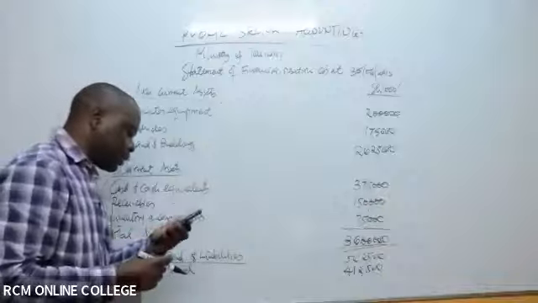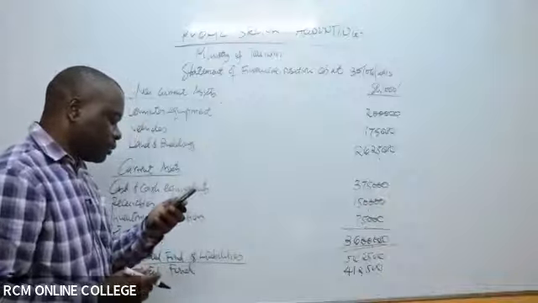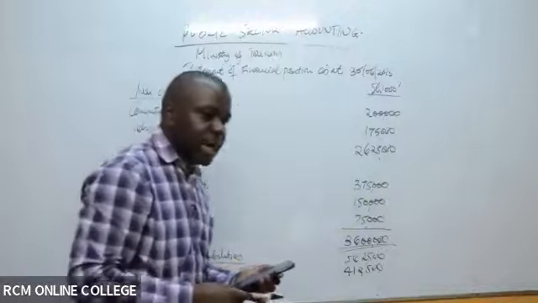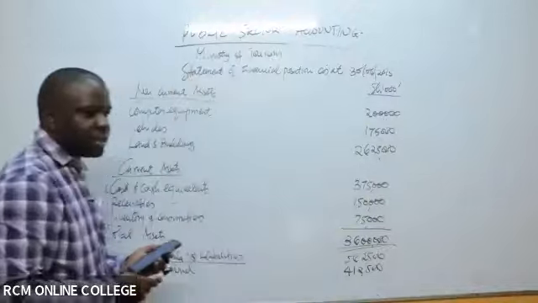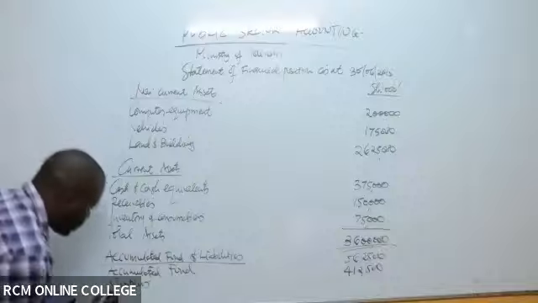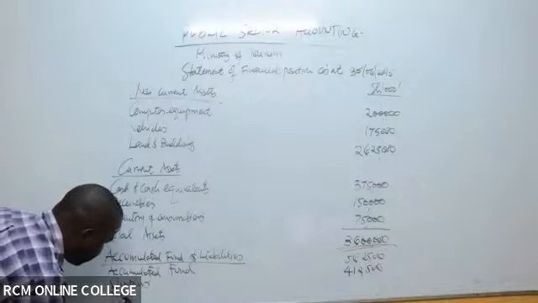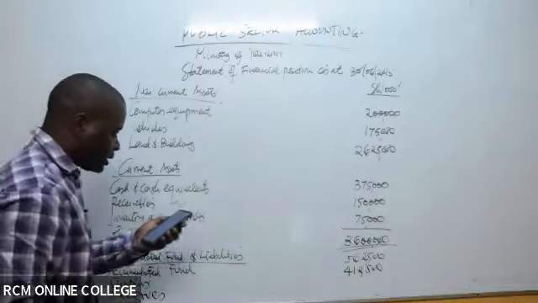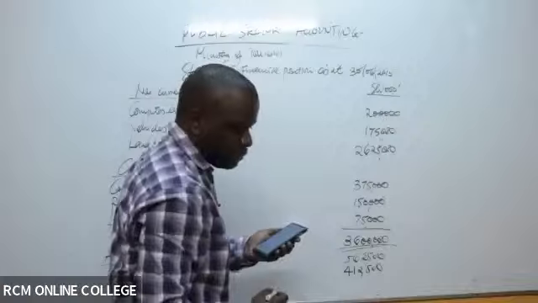Then, of course, also in that extract, the last item, you've been told there were some reserves. So we'll have reserves. The reserves were for 1,350,000.